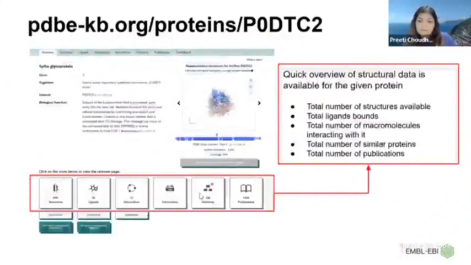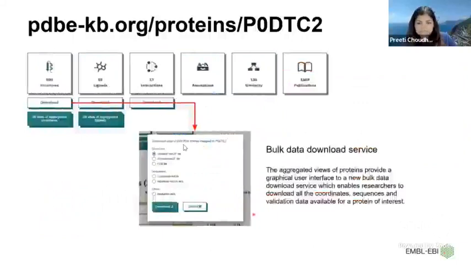Moving on, you also have these icons, which give you a quick overview of the structural data available for your protein of interest. For example, total number of structures, total number of ligands bound, how many macromolecular interactions there are, and similar proteins and various publications. You can download all this data by clicking on this download button present below each of these icons. And here you can download files like MMCIF files, FASTA files, and even validation data.